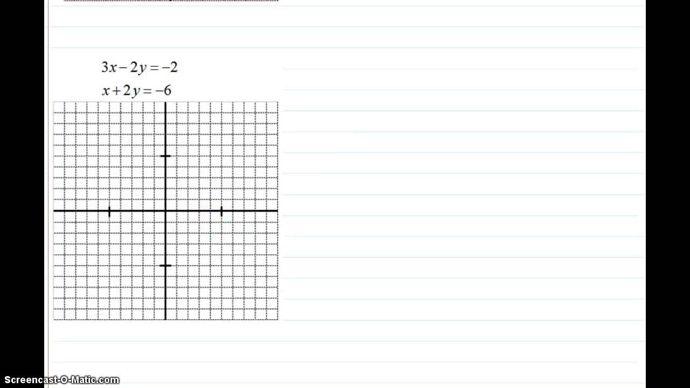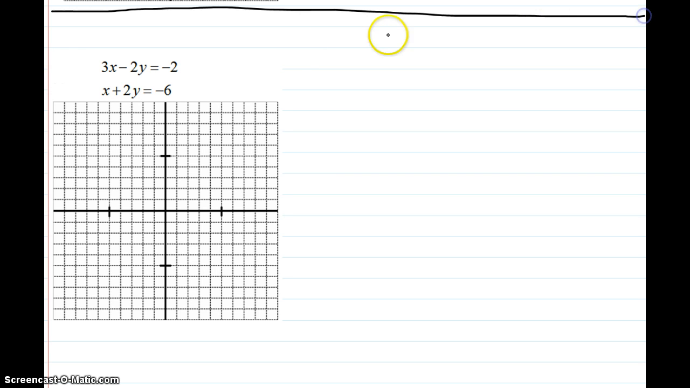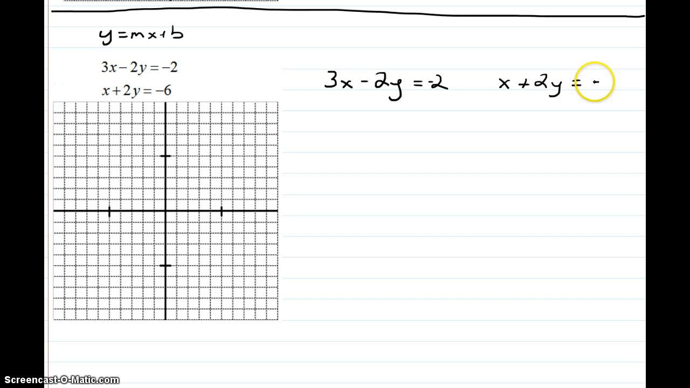Alright, let's look at our last example. As you look at these equations, you should notice that they're not in slope-intercept form, y equals mx plus b. And so we're going to just rewrite them. We're going to solve both equations for y. So what I want you to do is pause the video and try to solve it on your own. So you're going to move the 3x over, then get rid of the -2. And after you try it, come back and check your answer.